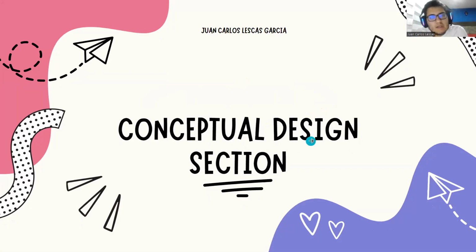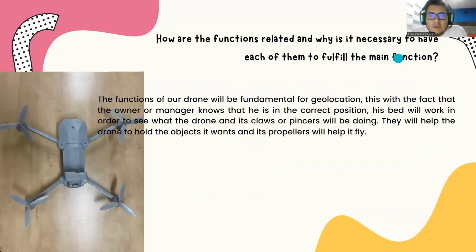My evidence two is the argument about the design, the conceptual design section. The first question is how are the functions related and why is it necessary to have each of them to fulfill the main function? The functions that were drawn were fundamental for geolocation, so that the owner or manager knows that the drone is in the correct position. The camera will work to see what the drone is doing with its claws or pincers. They will help the drone hold the objects, while its propellers will help it fly.